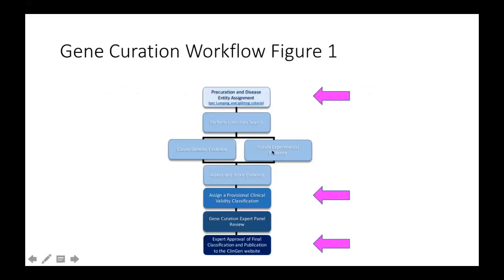For one instance, we have updated Figure 1, again, to accommodate the new workflow. You will see that we have added a new section at the top indicating how pre-curation and disease entity assignment is required before you even go and enter in a gene disease mode of inheritance record into the GCI or begin curation. We also indicate that after you assess and score the evidence, you would need to assign a provisional clinical validity classification through the gene curation interface.